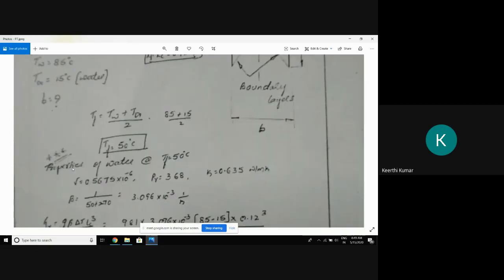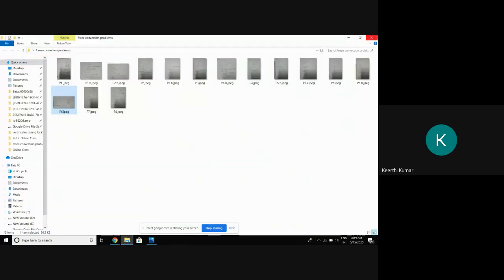Now you take the properties of water, because till now all the problems we have solved were on air. Because in those problems, the air was flowing over the surface. Now it is dipped in water. Water is the fluid. At 50 degrees centigrade, I'll show you the properties of the water. I'll project a data handbook and show you.